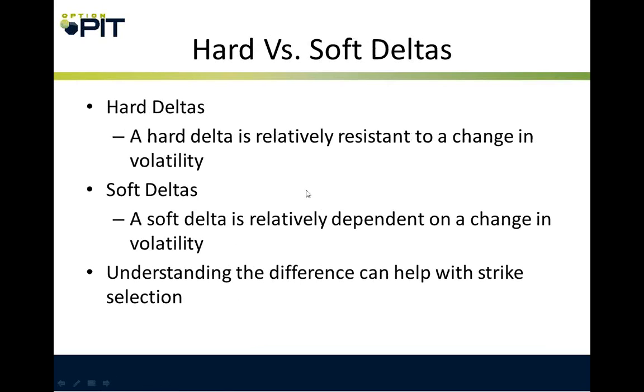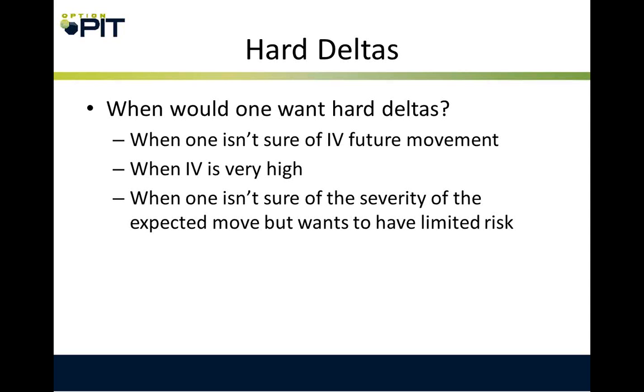A hard delta is relatively resistant to change in volatility. Soft deltas are dependent on volatility. So when would one want a hard delta? When one isn't sure of the IV's future movement, when implied vol is really high, and one isn't sure of the severity of the expected move, but wants to have limited risk.